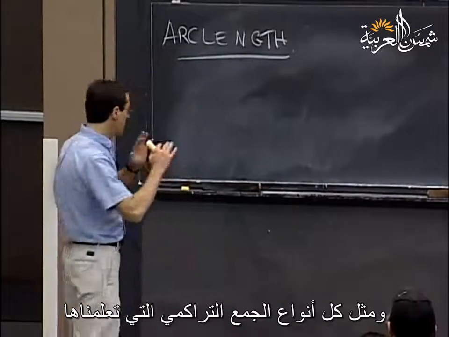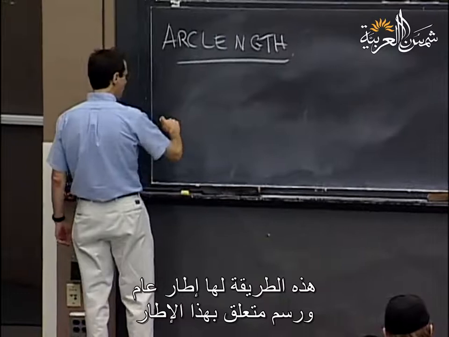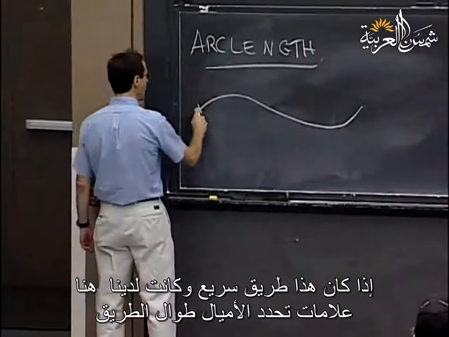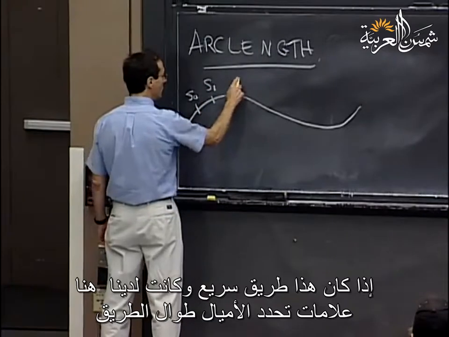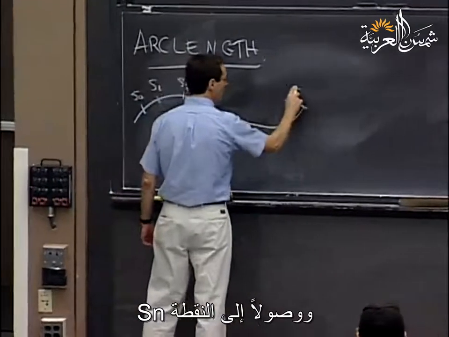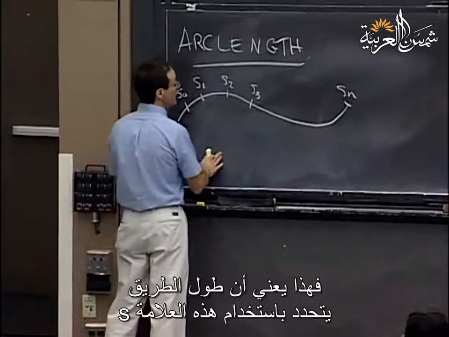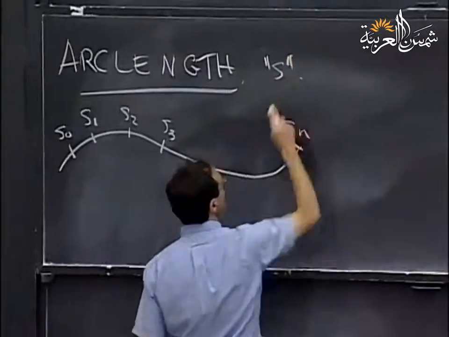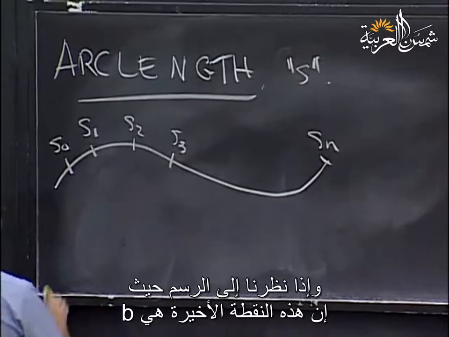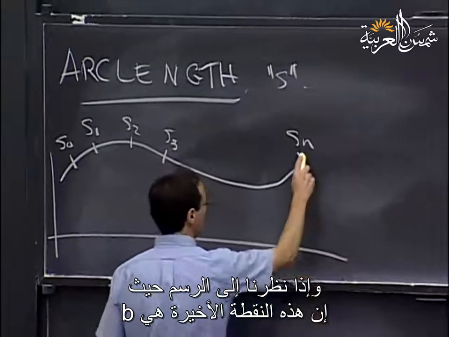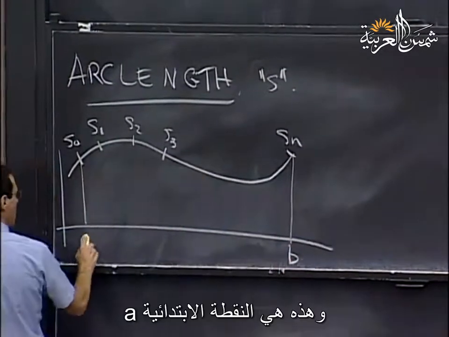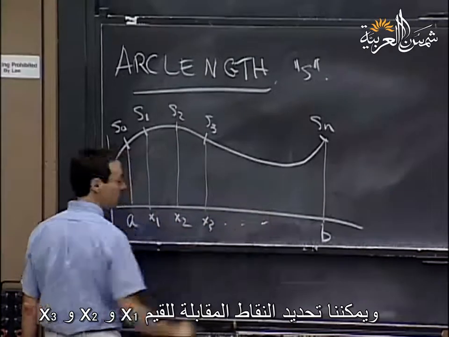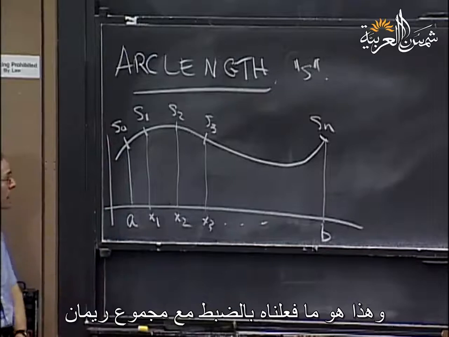Like all of the cumulative sums that we've worked on, this one has a storyline and a picture associated to it, which involves dividing things up. If you have a roadway, if you like, and you have mileage markers along the road, all the way up to, say, Sn here, then the length along the road is described by this parameter s, which is arc length. And if we look at a graph of this sort of thing, if this is the last point b and this is the first point a, then you can think in terms of having points above x1, x2, x3, etc. The same as we did with Riemann sums.